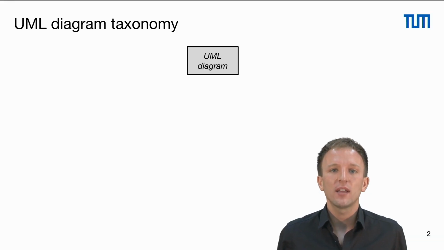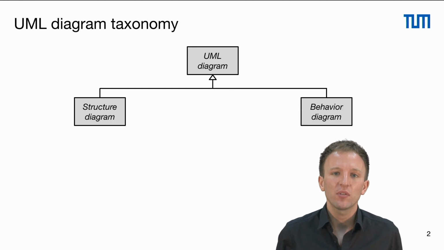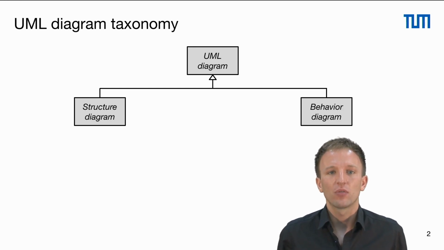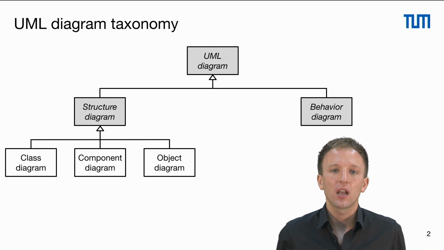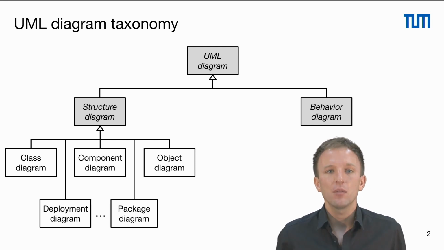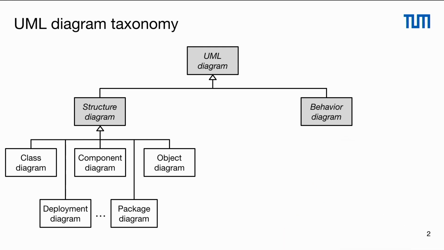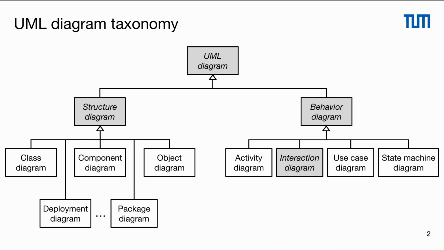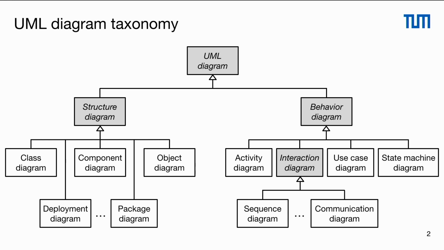In UML we distinguish between structure diagrams and behavior diagrams. Structural diagrams can be, for example, class diagrams, component diagrams, object diagrams, deployment diagrams, or package diagrams. And behavior diagrams can be activity diagrams, these are the topic of today's unit, use case or state machine diagrams, or we can further distinguish interaction diagrams to sequence diagrams or communication diagrams.